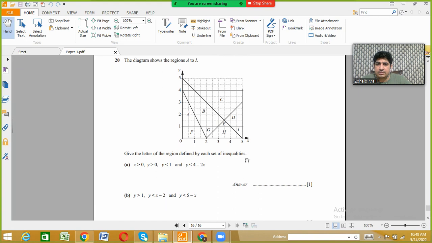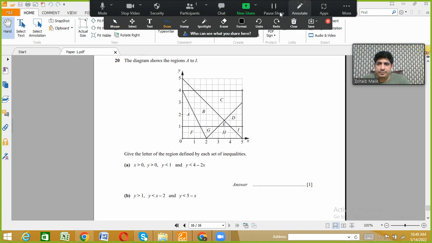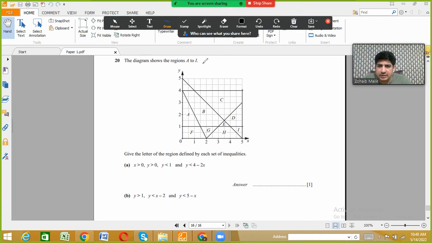Okay, this is the last page. The diagram shows the regions labeled A to I. These are the letters in the regions. Given the letter of the region defined by each set of inequalities, we have to find which area is bounded by these inequalities. So let's start from here. This is the x greater than 0 inequality. x equal to 0 is this one, the y-axis. Greater than 0 means we have to remain forward on this side.